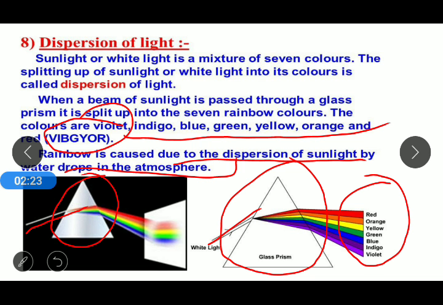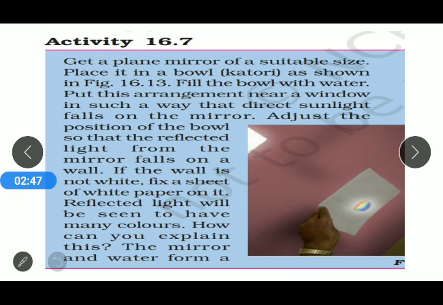And what is the definition? The definition is: the splitting of sunlight or white light into its colors, which we call Vibgyor, is called the dispersion of light. How can we easily observe this splitting into seven colors without the help of a glass prism? For that, we have to perform an activity, which is given in your textbook as activity 16.7.